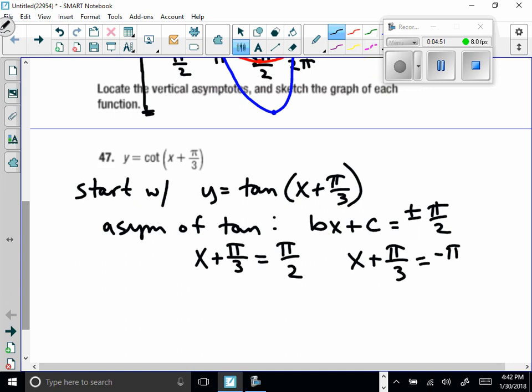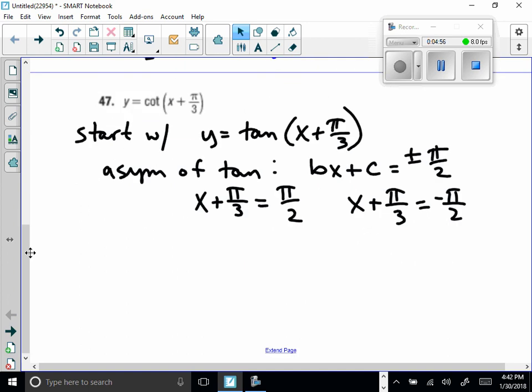equals -pi over 2. And I know we struggle with the fractions sometimes. You just have to remember that you have to have a common denominator. So I'm going to subtract pi over 3.